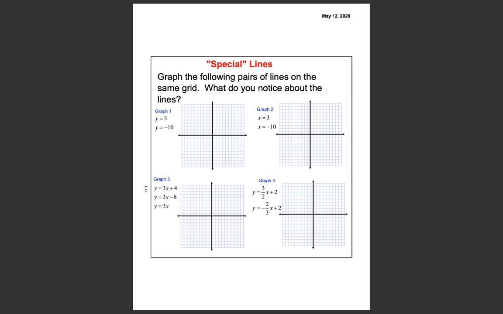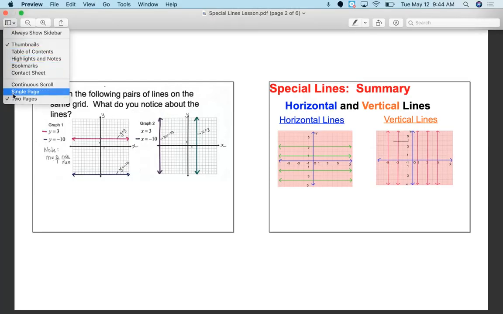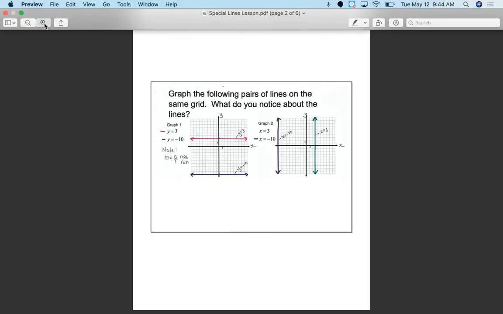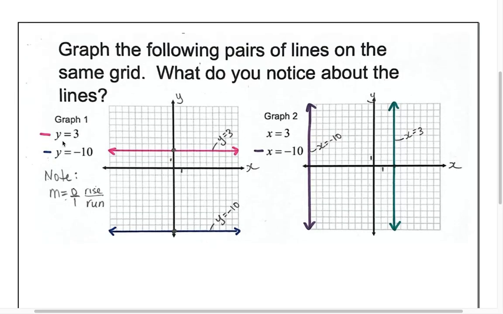So hopefully you've done that already, and then we can take some time now to take a look at what we saw. So first off, I'm going to look at the first two graphs, graph 1 and graph 2. And when you graphed those lines, I'm just going to switch this to single page, this is what you should have got. So starting off with the y's, we had y equals 3 and y equals negative 10 on graph 1.